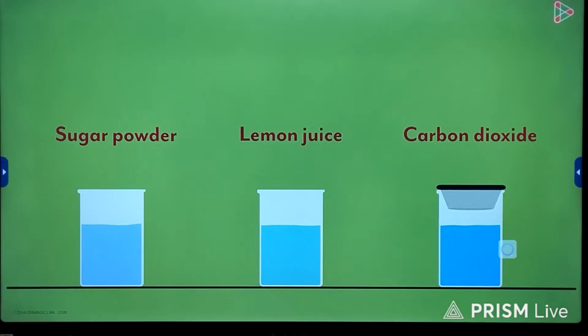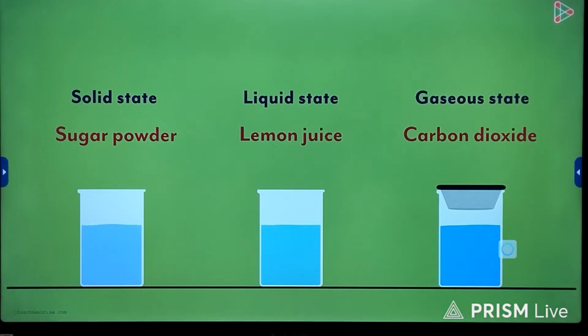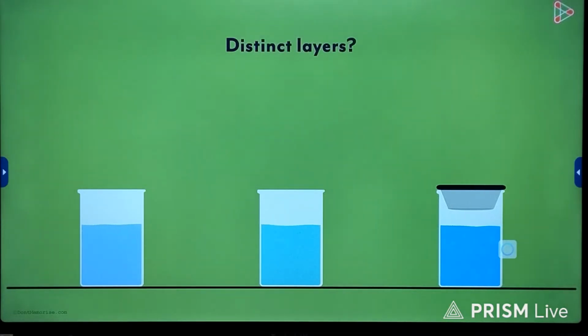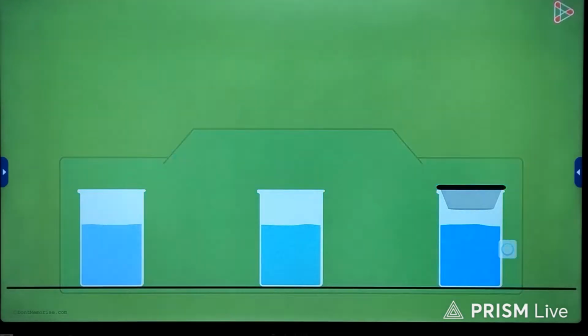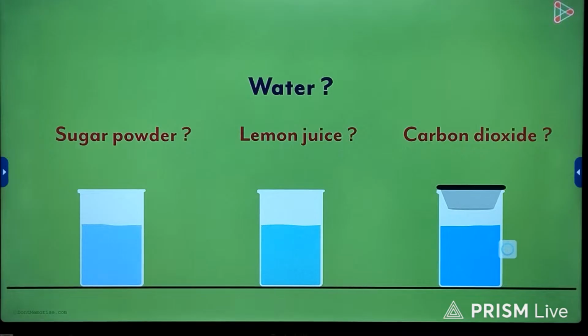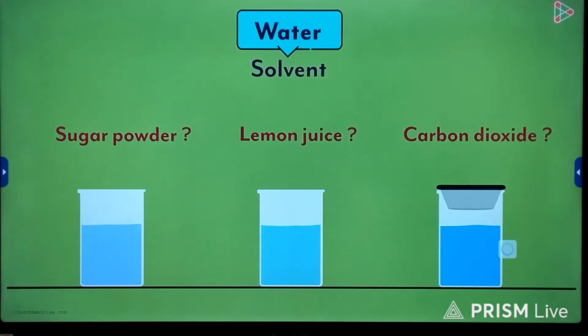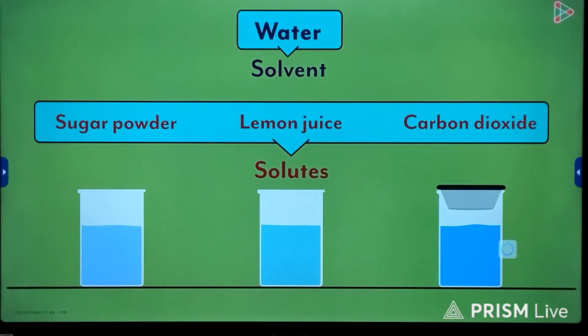Now let us look at the states of these three matters. Powder and flavored sugar was in the solid state, lemon juice was in the liquid state, while carbon dioxide was in the gaseous state. But as we saw, all three completely dissolved in water. Can we see the two distinct substances in any of the beakers? No, right? The substances added have completely dissolved in the water of the beaker. Let us see what water and the other substances are called in the world of chemistry. Here in these examples, the water in the beaker is called as the solvent. The substances added to water are called solutes.